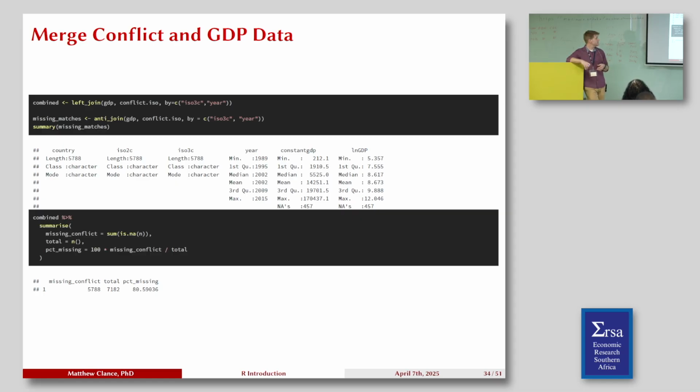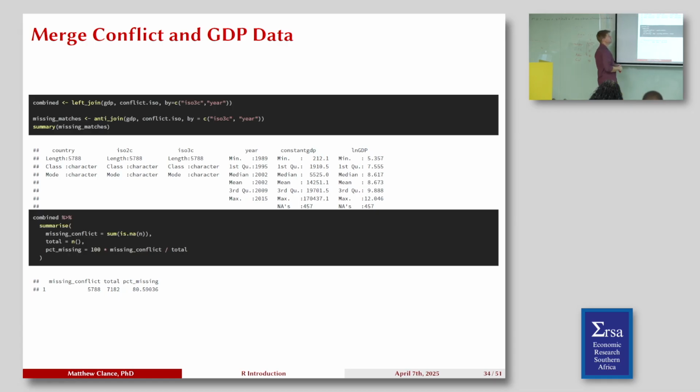But the conflict data is only 140 countries. And it's a lot shorter time period. So I know that the GDP is going to be a larger data set, more complete. So it's better, like I said, to merge into the more complete data set. So in this case, I did a left join with GDP as my left and conflict as my right.